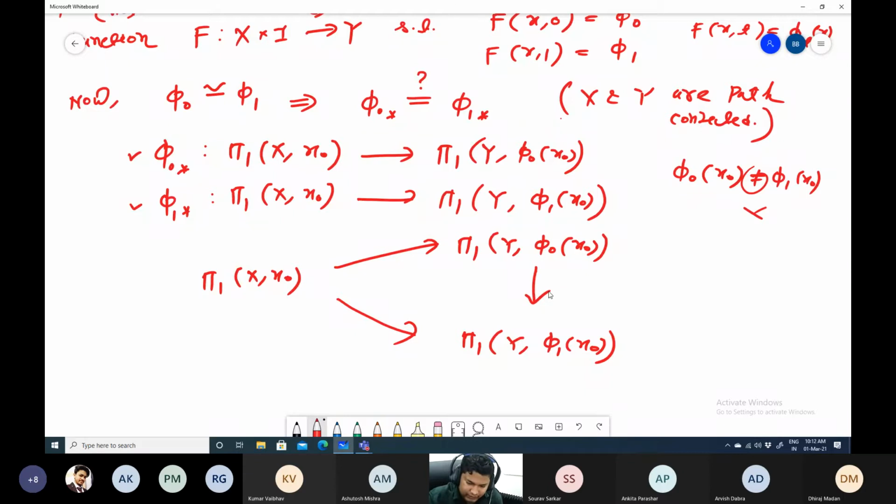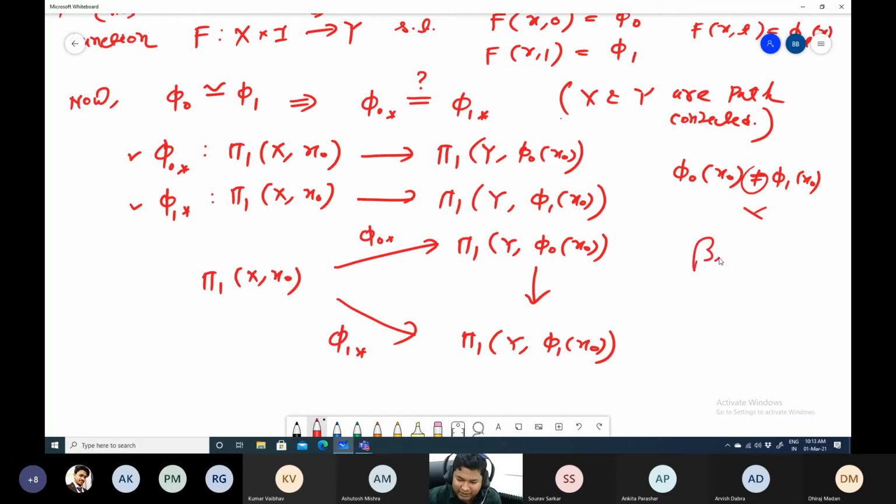Okay. Now this is your phi0 star. And this is your phi1 star. And what is this? This to this or this to this? Anyway, both are fine, but I forgot.